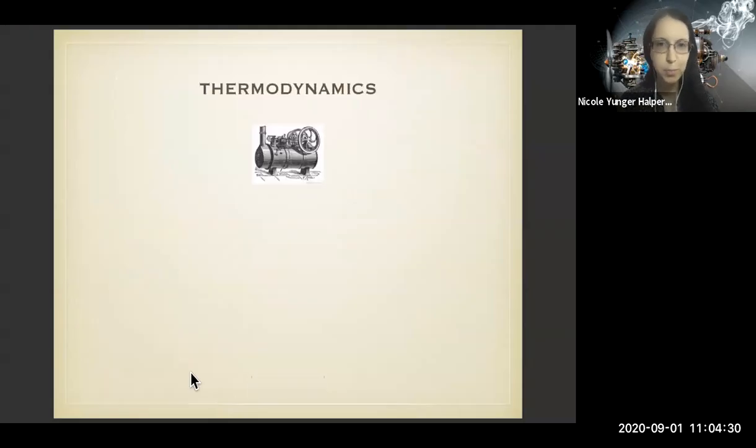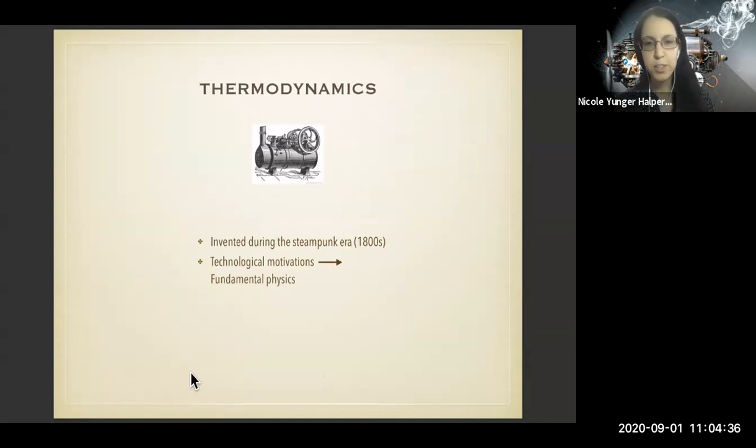Thermodynamics, as we all know, is a branch of physics that was developed during the 1800s, that is, the steampunk era. It was motivated originally by practicality, people wanting to understand how efficiently engines could perform work. But people ended up thinking about questions in fundamental physics, like why does time flow in only one direction?